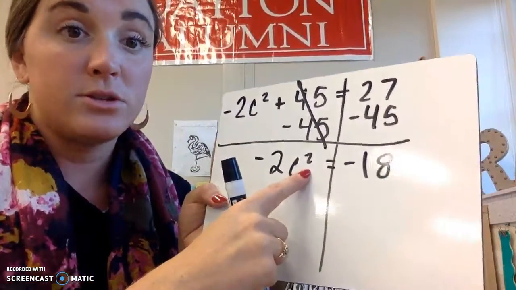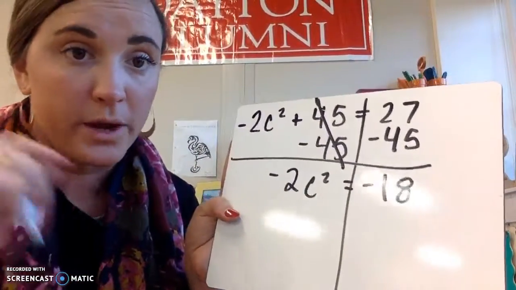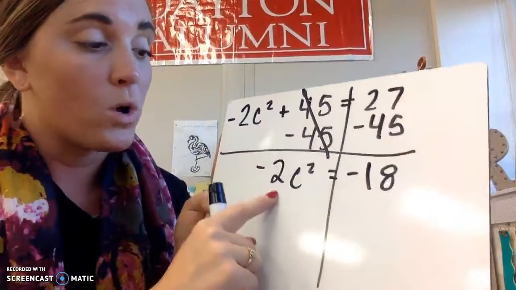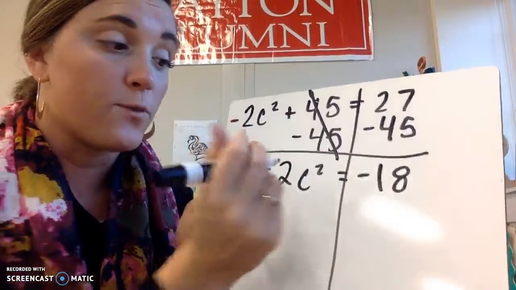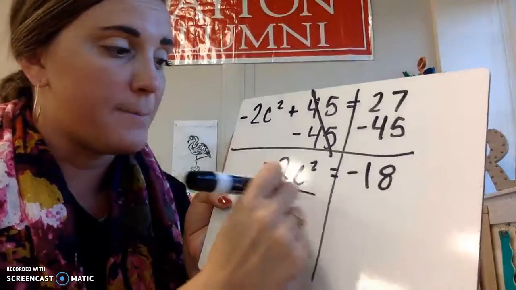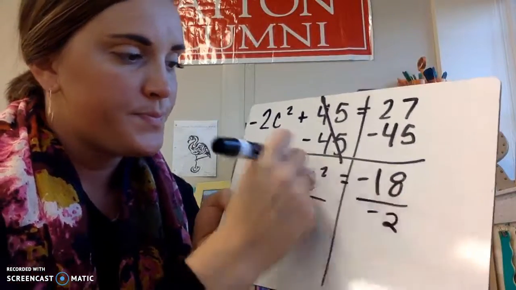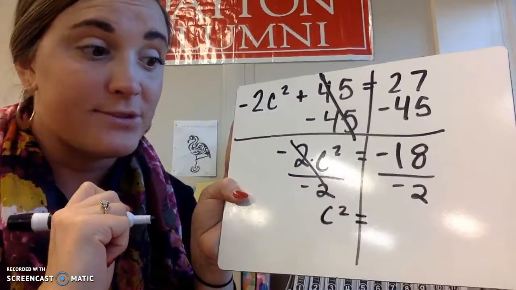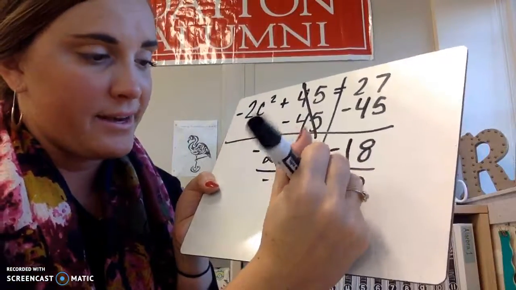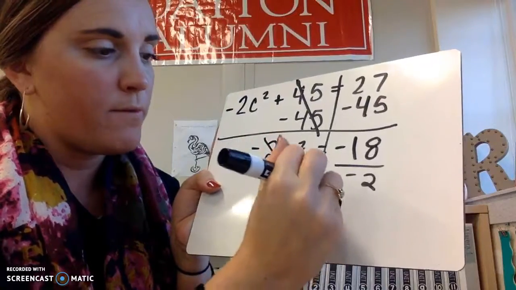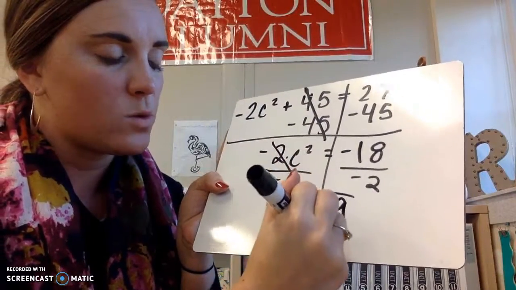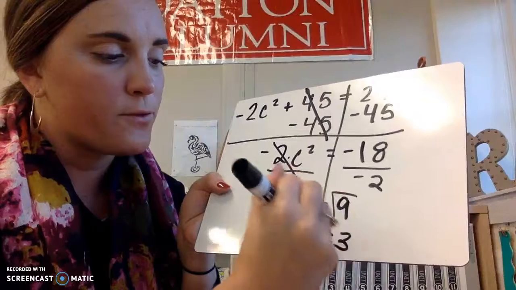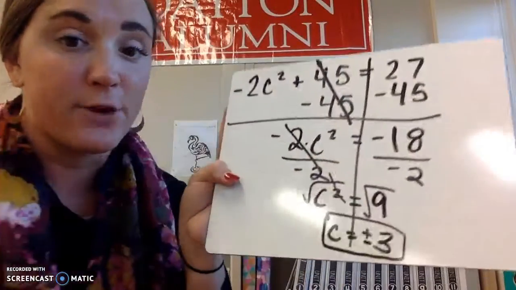The last thing you'll ever do is square root in a problem like this. Worry about getting rid of this negative 2 first. That's being multiplied. The opposite of that is division. C squared equals negative 18 divided by negative 2 is 9. The square root of both sides, C equals 3. Don't forget your plus or minus in front of your answer.